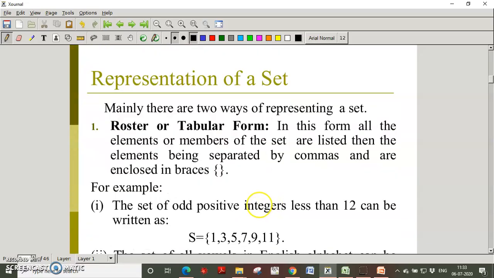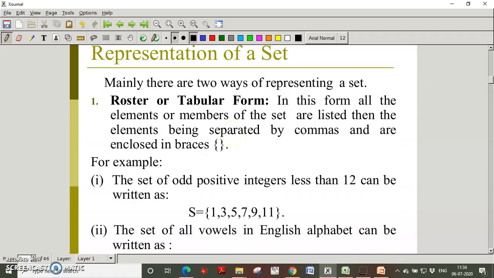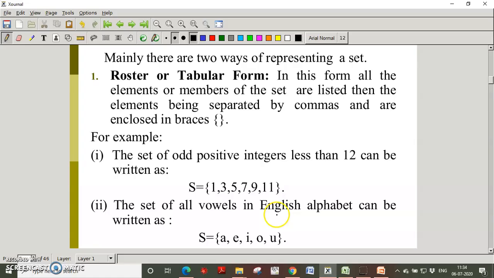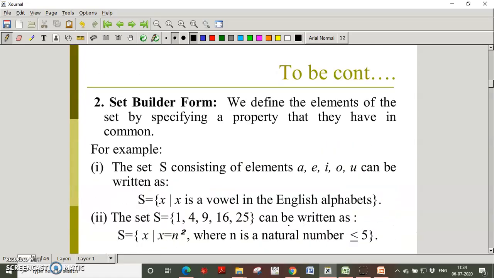Representation of a set. There are two ways to represent a set. Number one is roster form, or tabular form. In this form, all the elements or members of the set are listed, separated by commas and enclosed in braces. Here you can see the example: the set of odd positive integers less than 12 can be written as 1, 3, 5, 7, 9, 11. Another example: the set of all vowels in the English alphabet can be represented by A, E, I, O, U.